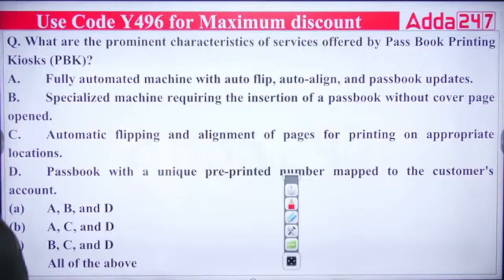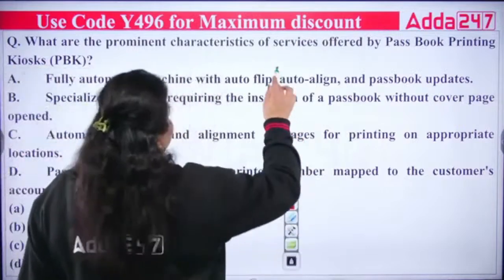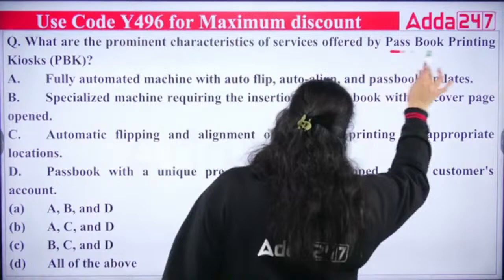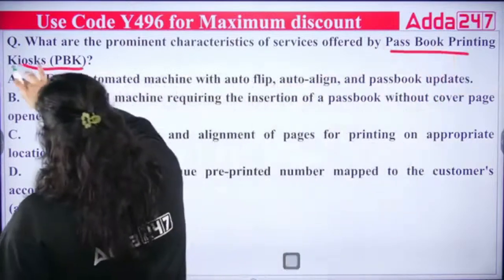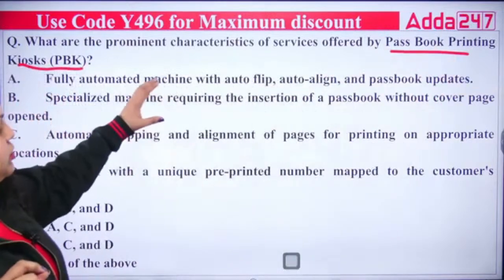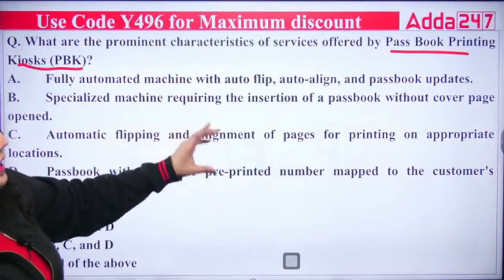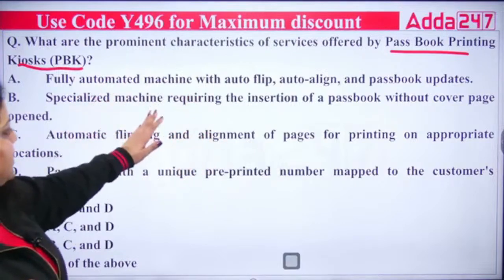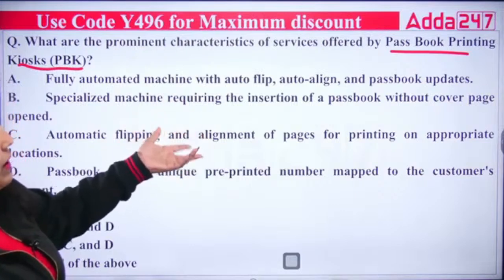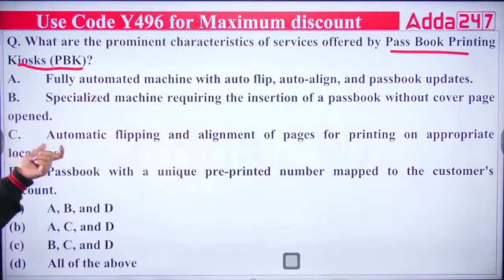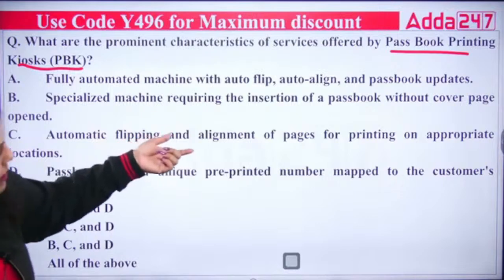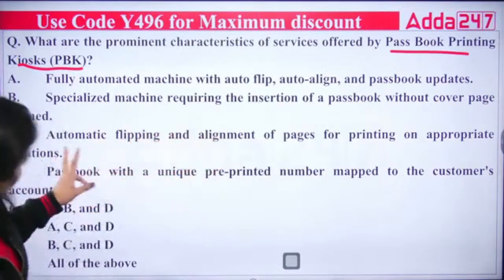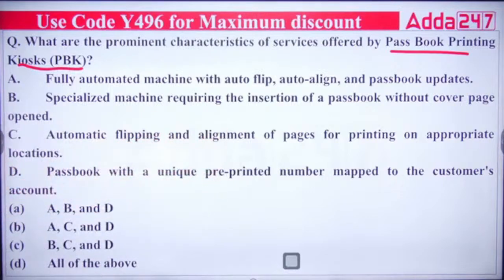Next question. What are the prominent characteristics of service offered by the passbook printing kiosk? They are fully automated machine with auto flip, auto align and passbook update. A specialized machine requiring the insertion of a passbook without cover page open. Third, automatic flipping and alignment of pages for printing on appropriate location. Passbook with a unique pre-printed number mapped to the customer's account. So what do you think? Which of the following is correct?